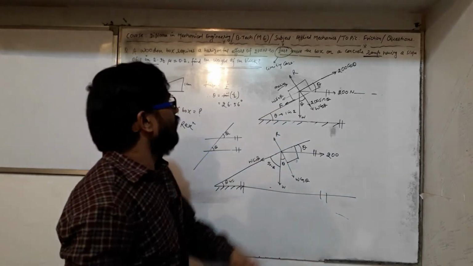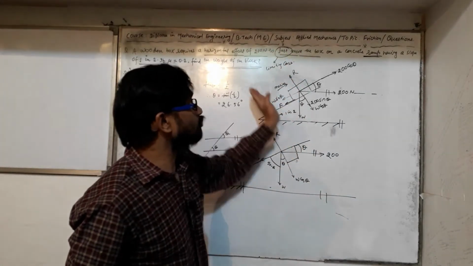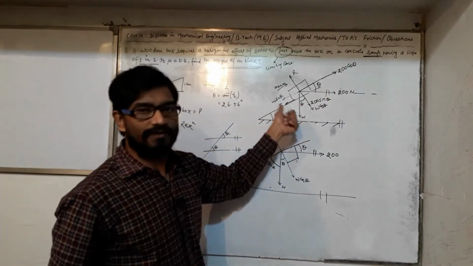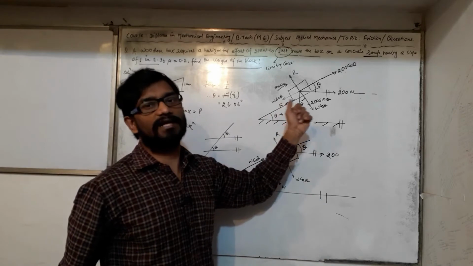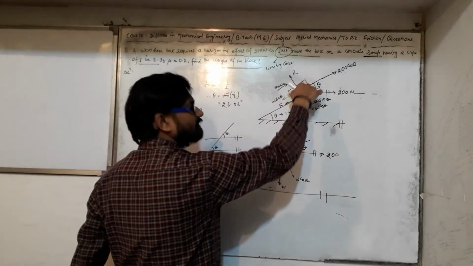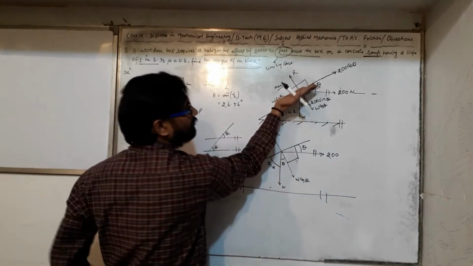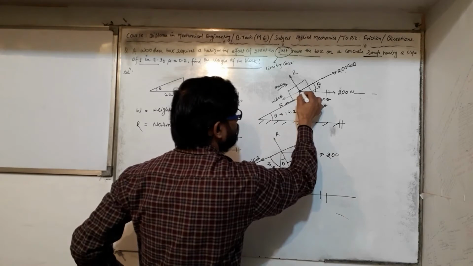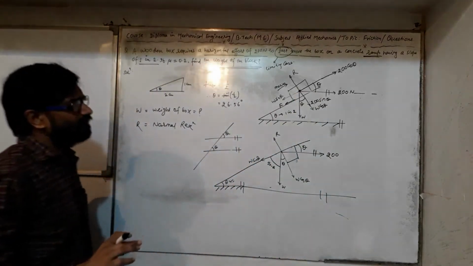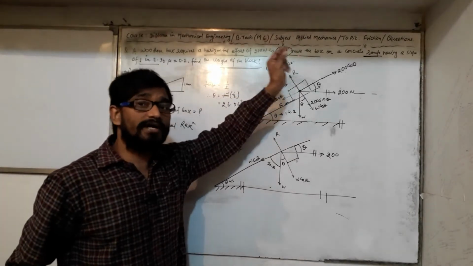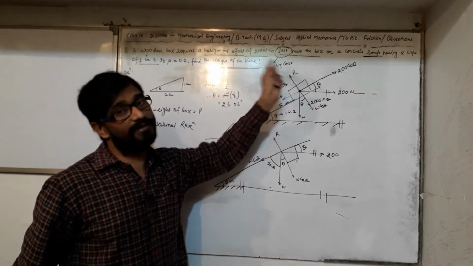Since the body is just about to move in the upward direction, the frictional force will act in the downward direction, because frictional force always acts opposite to the direction of motion. And normal reaction always acts perpendicular to the inclined plane, passing through the center of gravity, that is the CG of this body. So everything is clear. Now, since the body is just about to move, it means the body is in equilibrium, the limiting case.